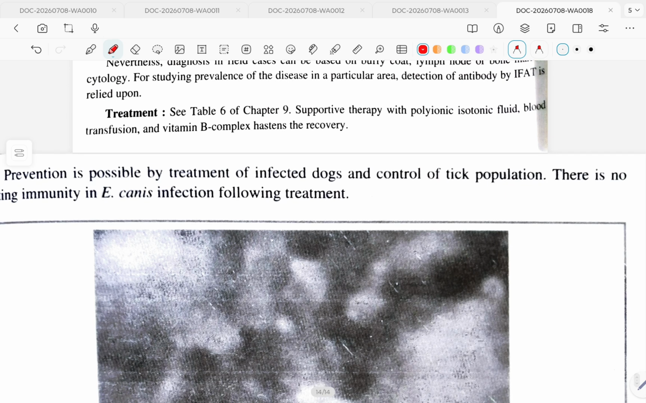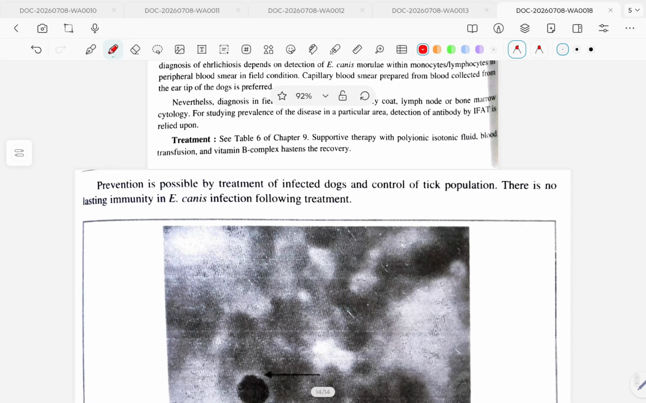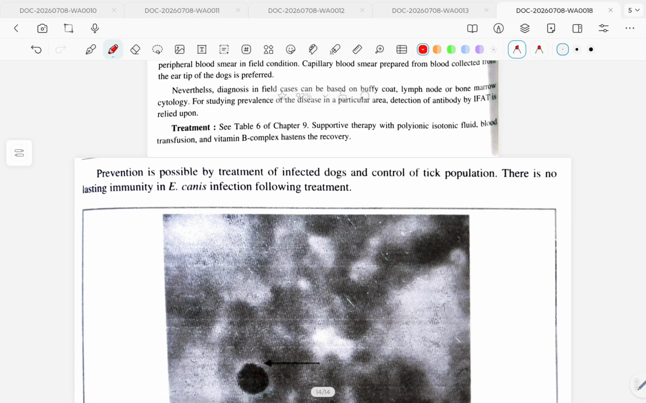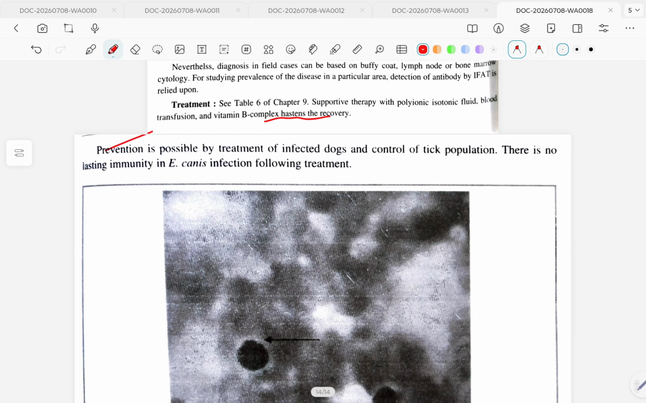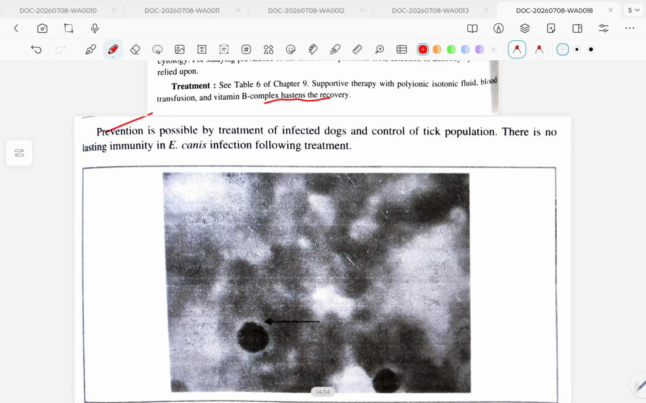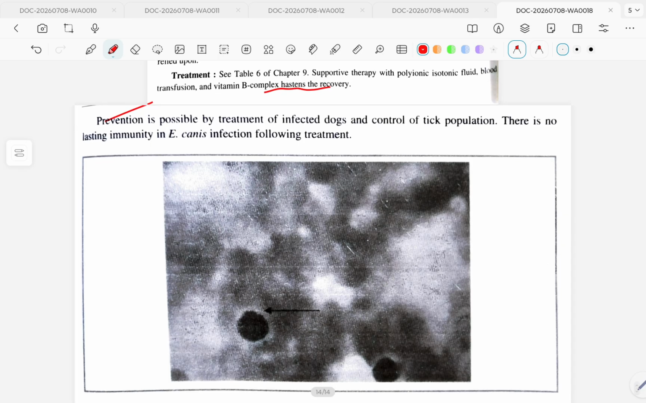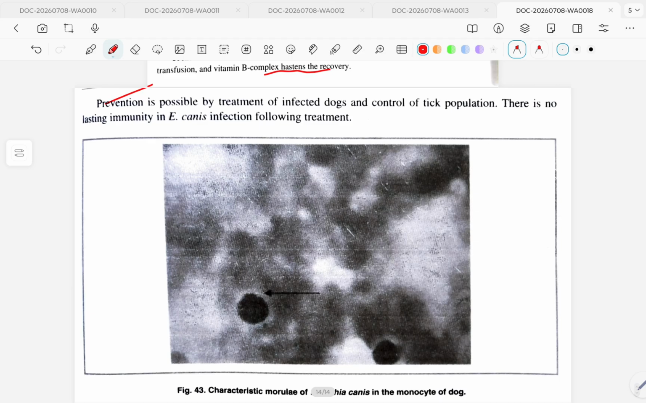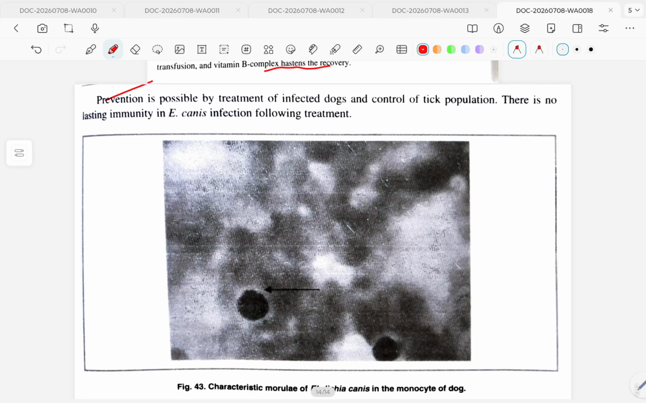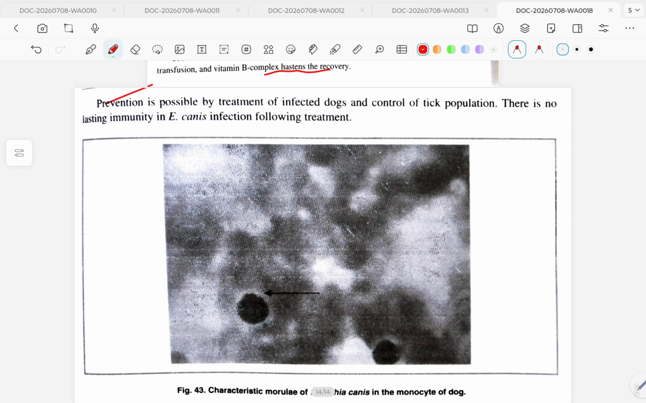Treatment: see Table 6 in Chapter 9. Blood transfusion and vitamin B complex hasten the recovery. Prevention is possible by treatment of infected dogs and control of the tick population. There is no lasting immunity in E. canis infection following treatment. Thank you.